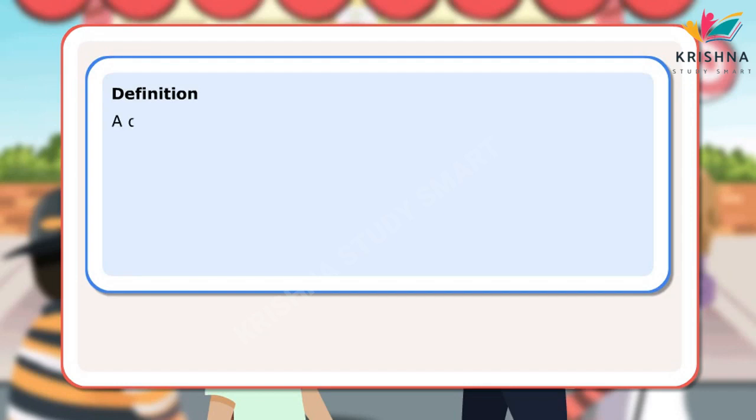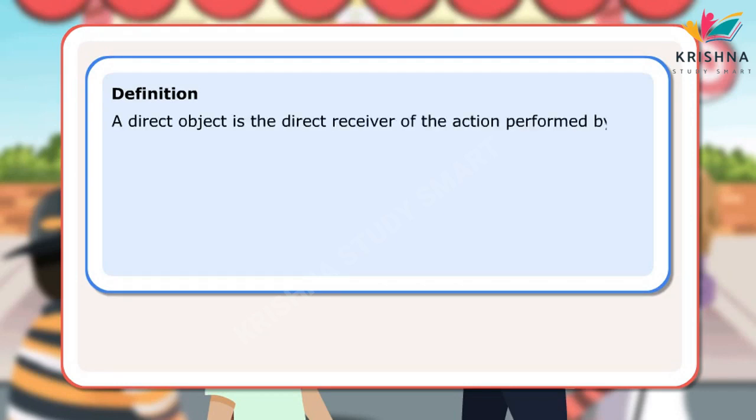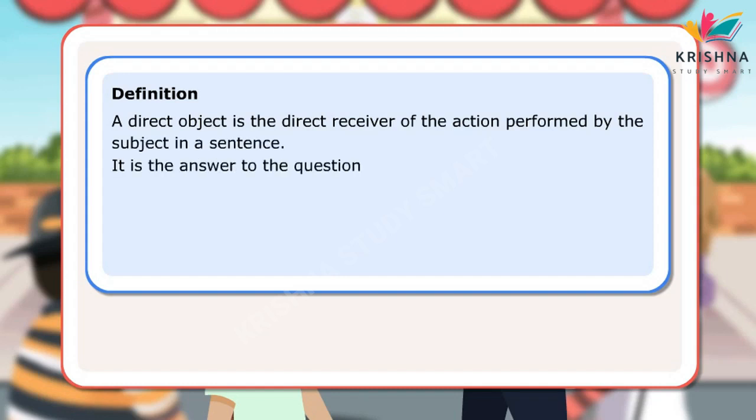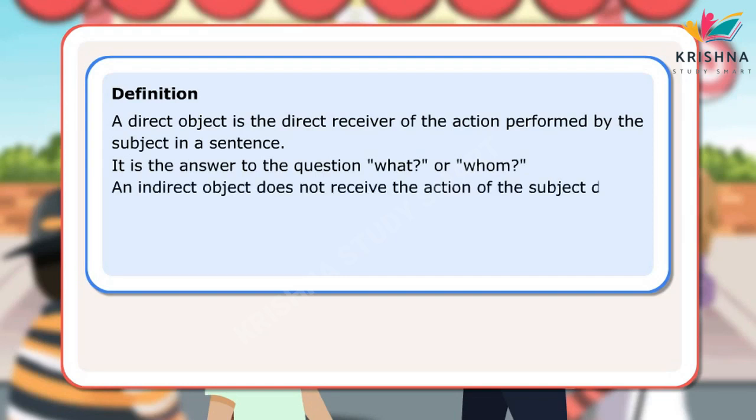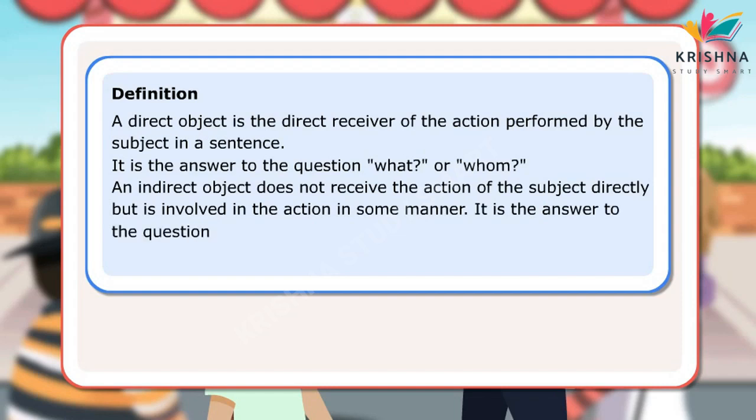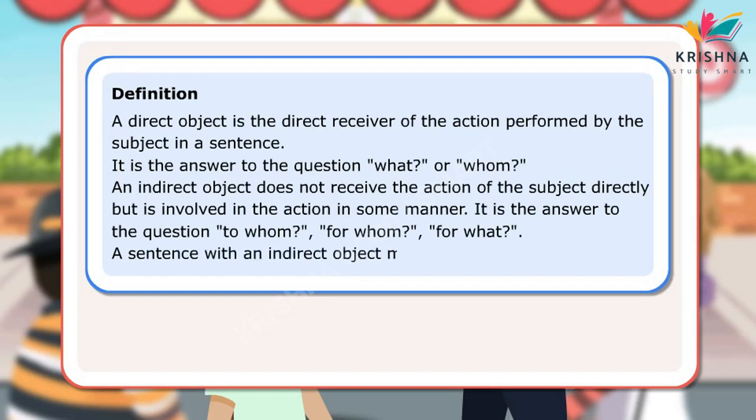Definition. A direct object is a direct receiver of the action performed by the subject in a sentence. It is the answer to the question, what or whom. An indirect object does not receive the action of the subject directly but is involved in the action in some manner. It is the answer to the question, to whom, for what. A sentence with an indirect object must also have a direct object.